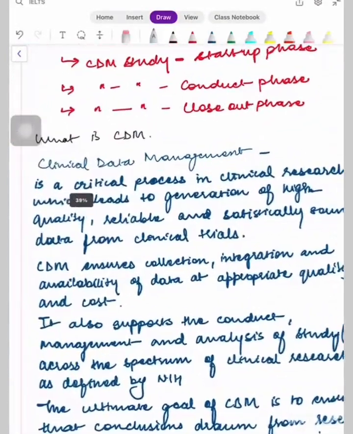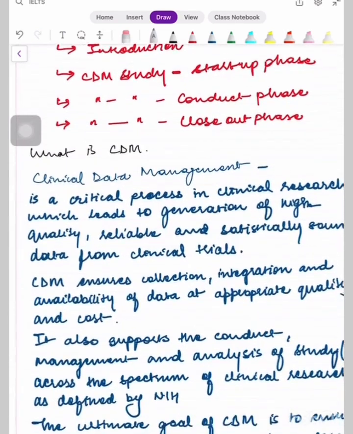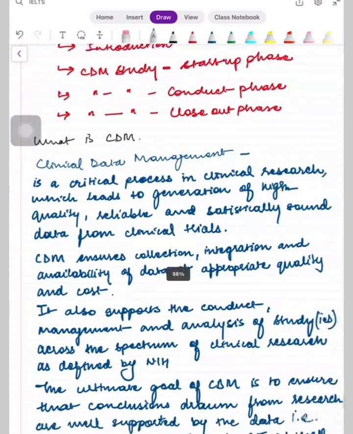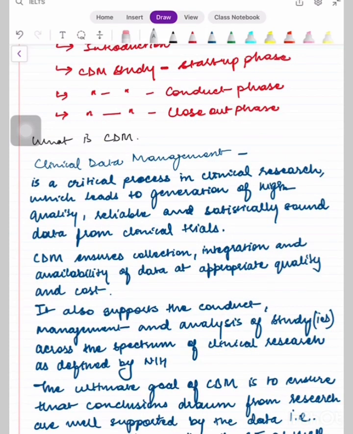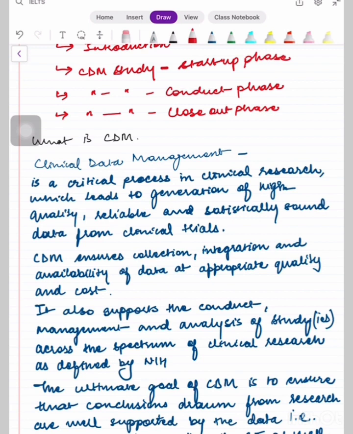In this lecture we will study CDM, clinical data management. So what is CDM? It is a critical process in clinical research which leads to generation of high quality data.